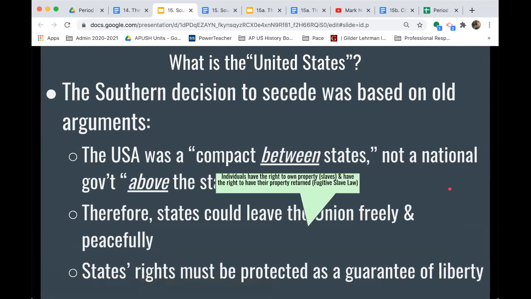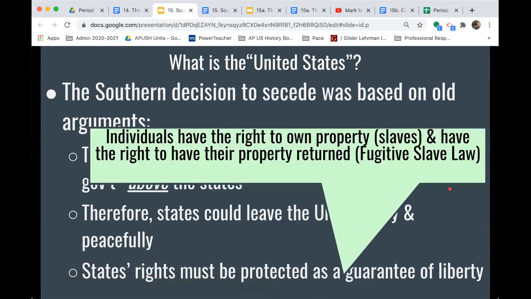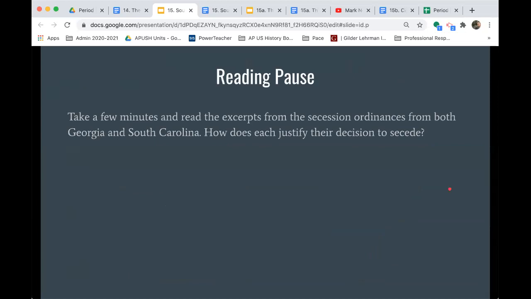So not the first time the South has threatened this, although this is the first time it actually gets followed through on. And the foundation of this is that individuals have the right to own property. In this case, the property is slaves. And they thus have the right to have their property returned with the fugitive slave law. So their argument is actually that the northern states are who violated the agreements that everyone came into by refusing to return their slaves, by refusing to allow property to expand anywhere, et cetera. So therefore, the South had no choice but to leave the Union to protect their rights to property, in this case, slaves.